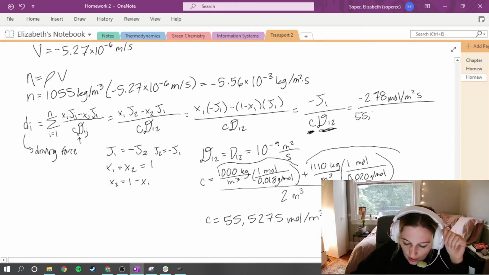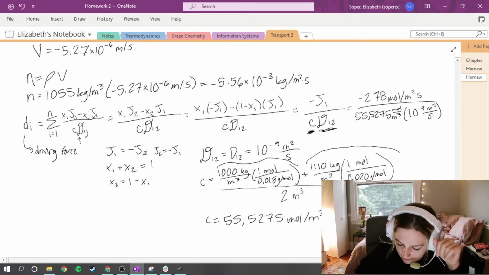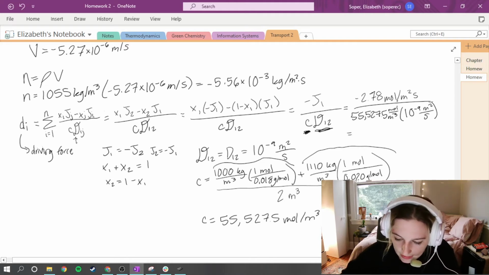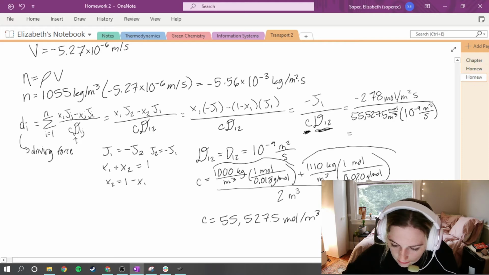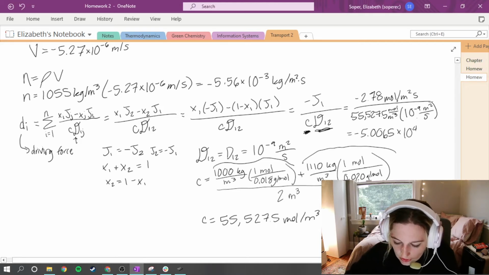And then we have the molar concentration. And then we have the 10 to the negative 9th meters squared per second for the Maxwell diffusivity. I also did that calculation already, and I got negative 5.0065 times 10 to the 4th. So that's the driving force.